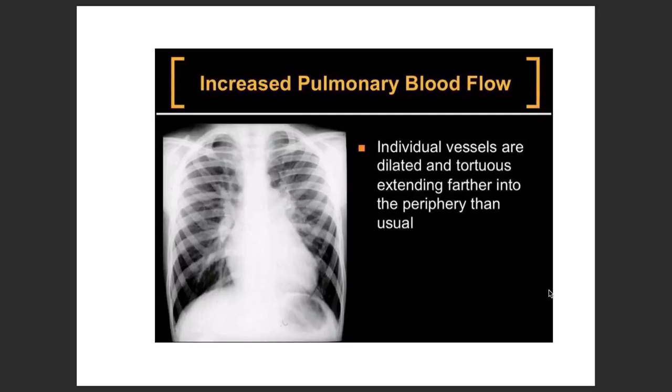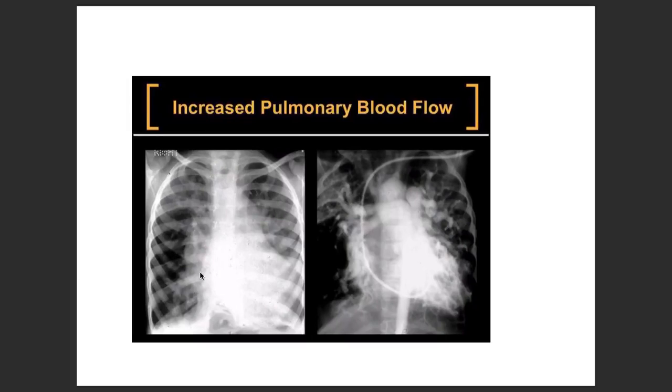So what is happening in this field? As you can already see, the individual vessels are dilated and also tortuous, extending into the periphery. So this is characteristic of increased pulmonary blood flow. Yeah, so the increased pulmonary blood flow is happening over here. If you want to see more, I'll show you more.